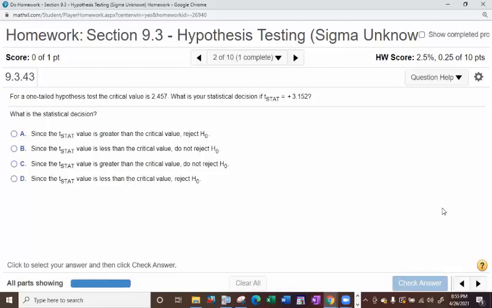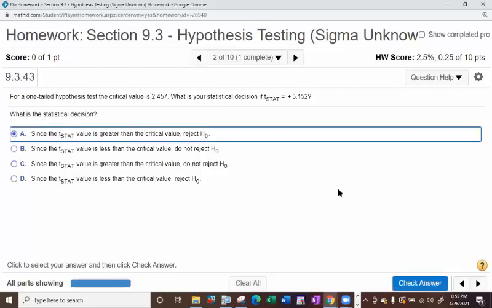This is just whether or not you reject. Once again, I don't like that the critical value being a positive number implies it's a right-tailed test. Yeah, that's bigger than that, so we would reject. That's just terminology. T sub stat is just what they use for test statistic.